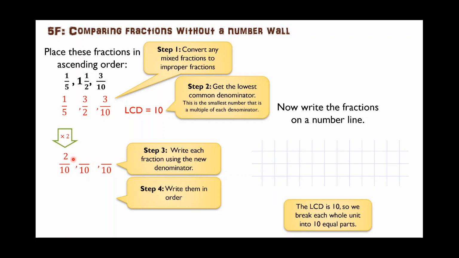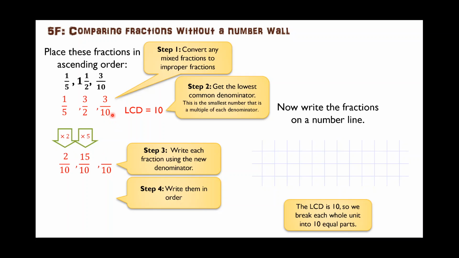Okay, let's try another one. This one, the bottom number was 2. We want it to be 10. What do I have to multiply 2 by to get 10? 5. So I'm going to multiply the top by 5 as well. 3 times 5 gives me 15.